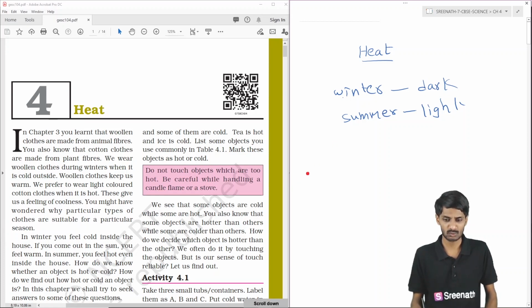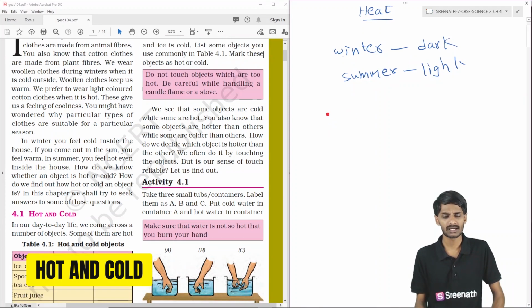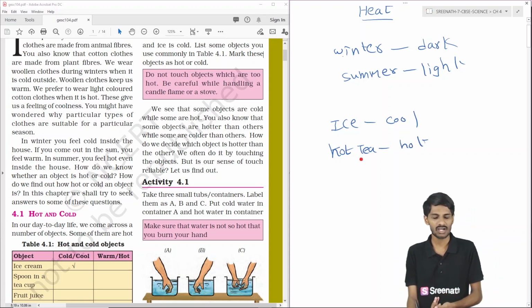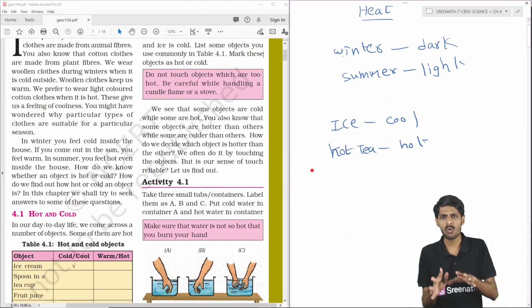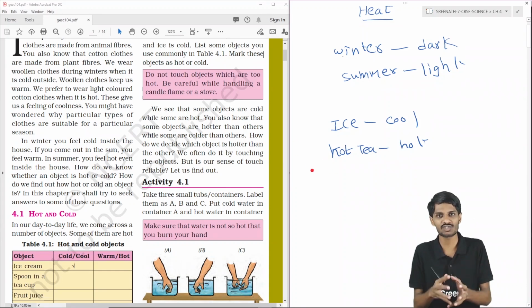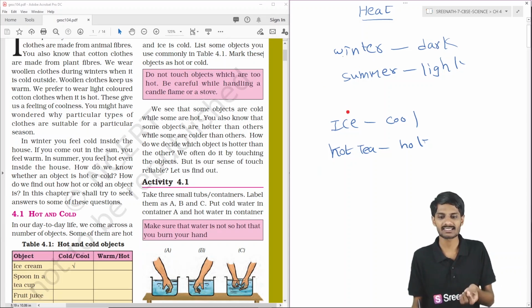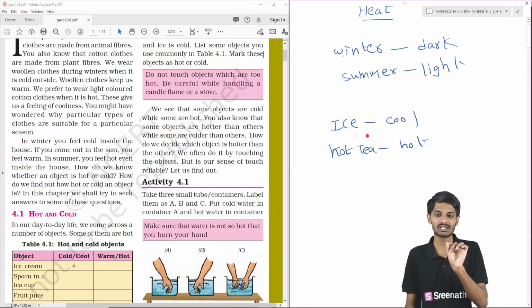One more example, students, of hot and cold. If you touch ice it is very cool, and if you touch hot tea it is hot. So how do you know which objects are hot and which are cold? You will say by touching, sir, by the sense of touch. When you touch the ice it gives you the effect of cold, it gives you a feel of chill.